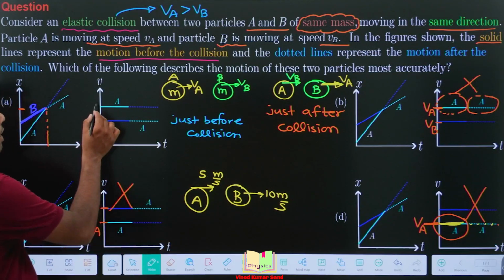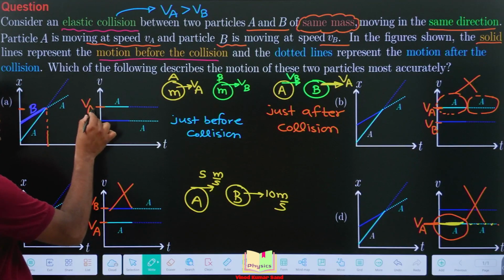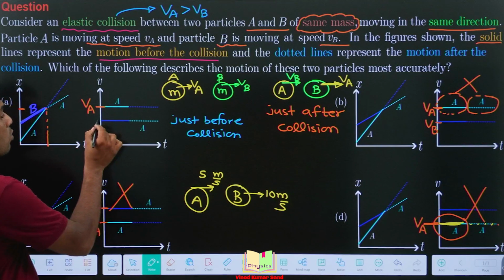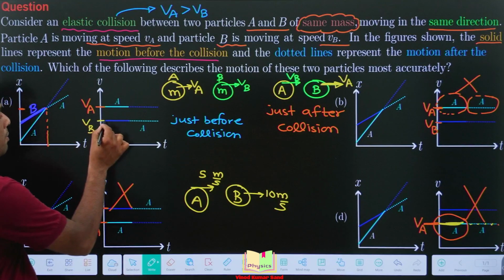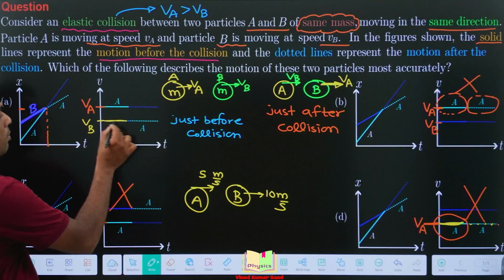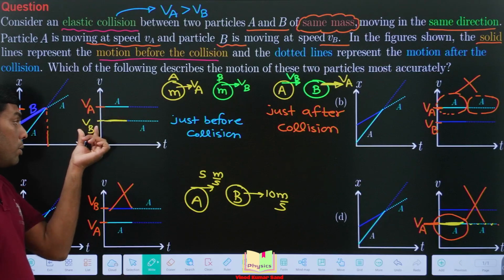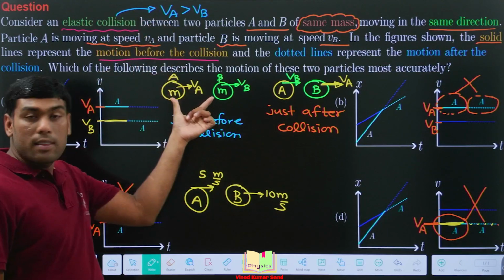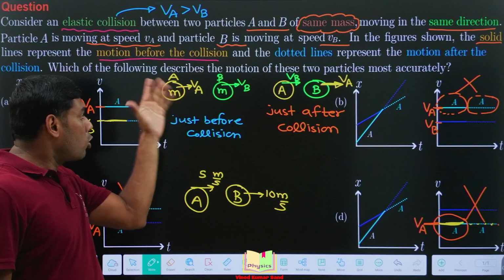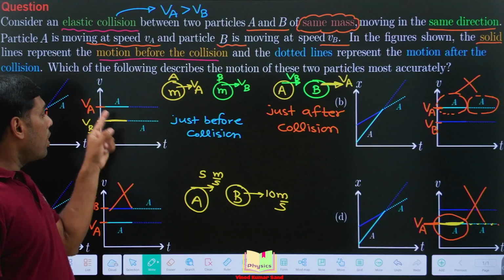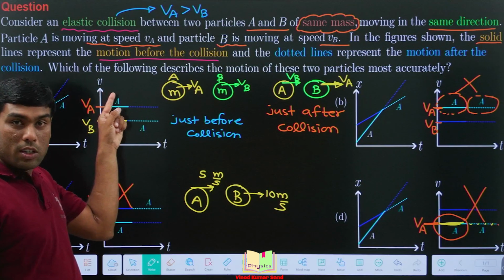Now look at this graph. Here is VA. The solid part represents the motion before the collision. Here is VB. This solid part represents the motion before the collision. So before the collision, VA should be more, VB should be less. Yes, that is absolutely correct. VA should be greater, then only the collision will take place. And after the collision, they exchange their velocities.